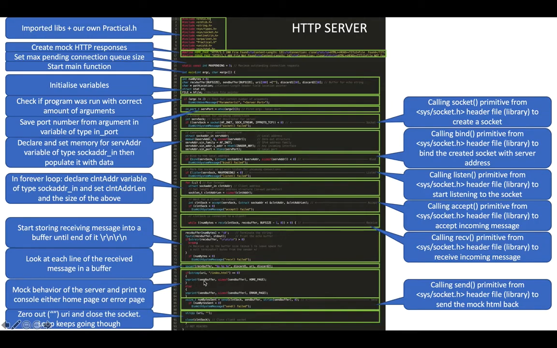So we don't send it yet, we just put that page into the send buffer. So we either put the home page into the send buffer or the error page into the send buffer as well, depending on if it's index or not. And then we do the send primitive using the client socket, so that's the one-to-one socket, send buffer, so this is the message we're sending, and what's the size of that message, and 0 is the flag that we are using in our example.